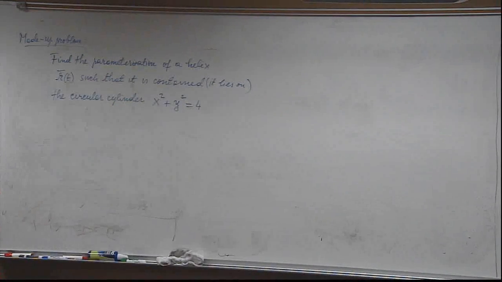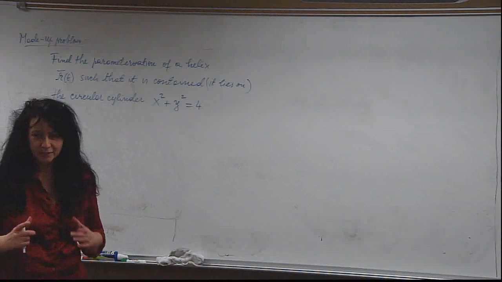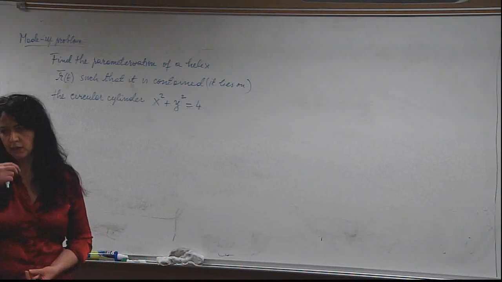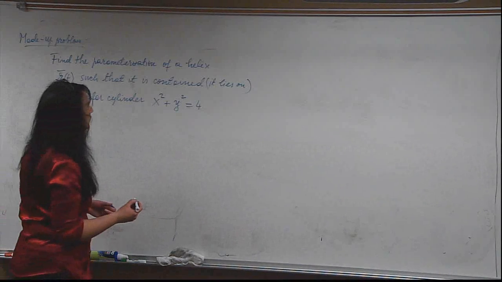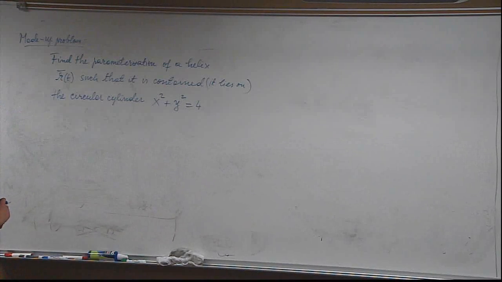Why is that a cylinder? The z is missing, so it's going to be a cylinder whose main axis is the z-axis, right? Are you guys with me? I think we are on the same page. And you cannot solve the problem just with this data. Do you agree with me?